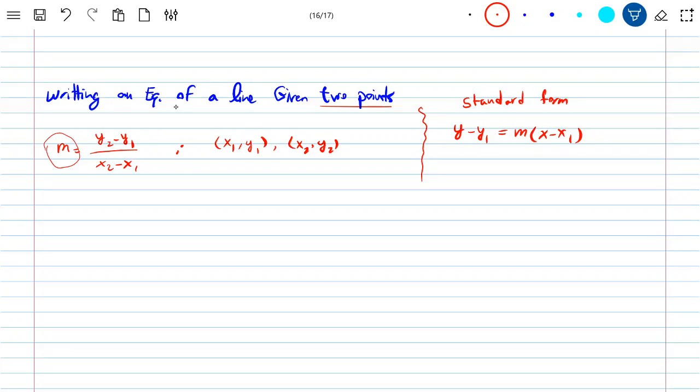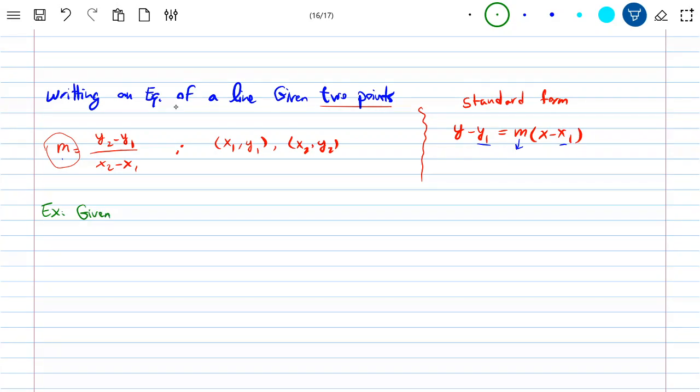standard form. Because what do you have now? You already found the slope, and you already have a point, x1 and y1. So you replace those numbers and you have found the equation already. Let me show you through an example. So here's an example.